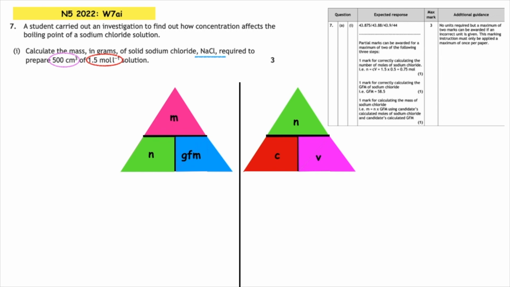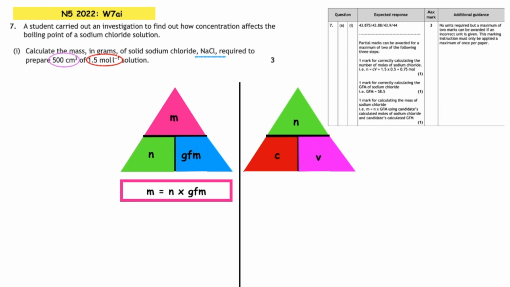Calculate the mass in grams of solid sodium chloride, whose formula is NaCl, required to prepare 500 centimetres cubed of a 0.1 mole per litre solution. So in this question we're going to be using both triangles, but let's start with the mass triangle. Mass is equal to number of moles times GFM.